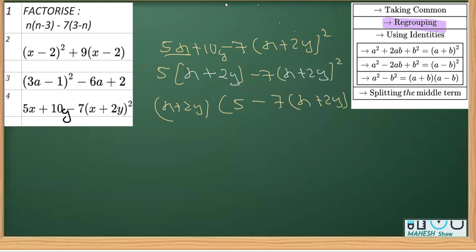What you have to remember is that there is a square here. This x + 2y was squared, so when I divide it by x + 2y, as we do when we take common, we'll be left with 1 times x + 2y. With further simplification, we need to open the bracket. By applying the distributive property, it will be −7x − 14y. Now, as we can see that there are no like terms, we can leave the answer here only.